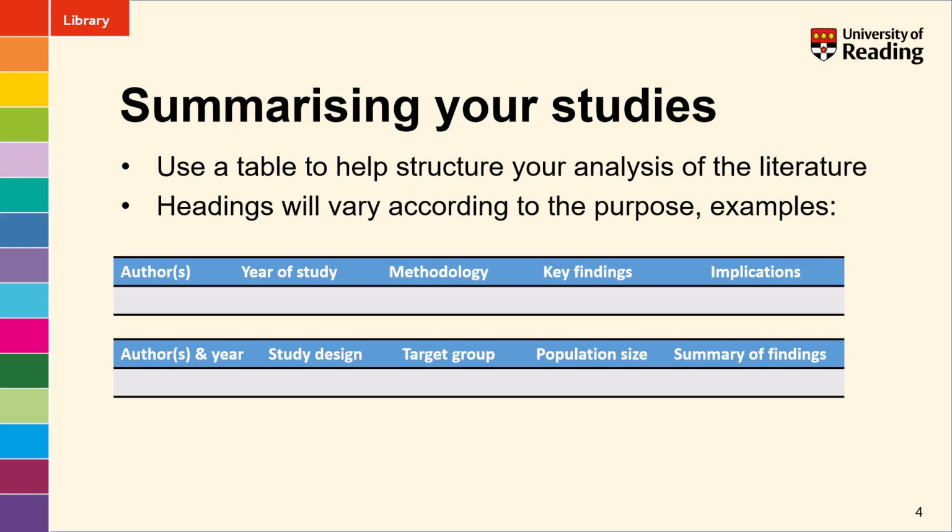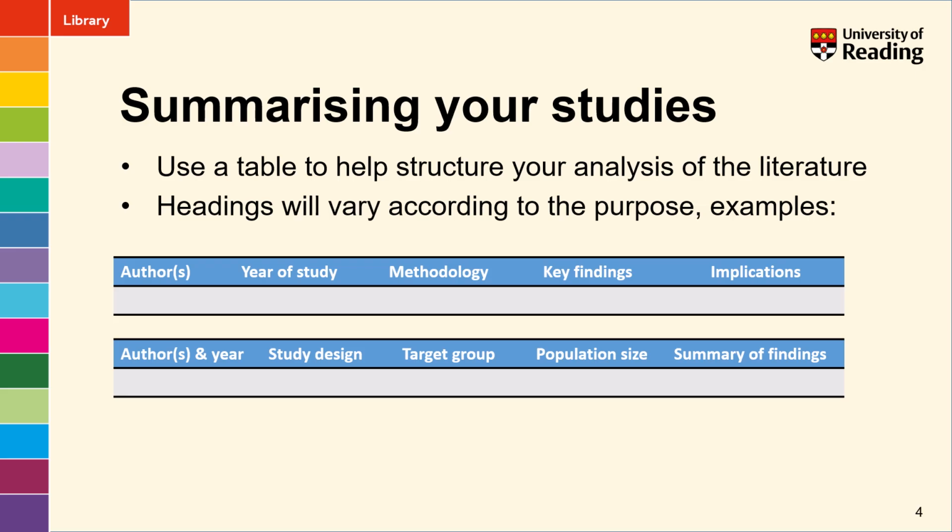Also in your results section, you should look to include a table to help you structure your analysis of the studies you have left. And the headings that you use on this will vary according to the purpose. So here are a couple of possible examples. So first of all, you need some way of identifying each study. So that would be giving the author names and the year of the study. You might be looking at what methods they used. You might want to pick out the key findings and then what are the real implications of that study for the review that you're doing.